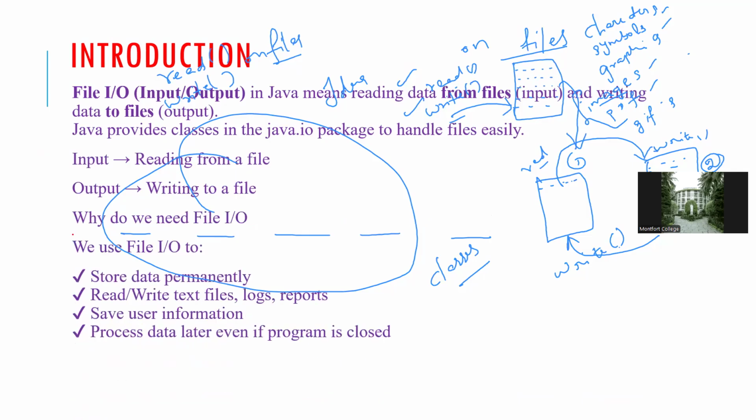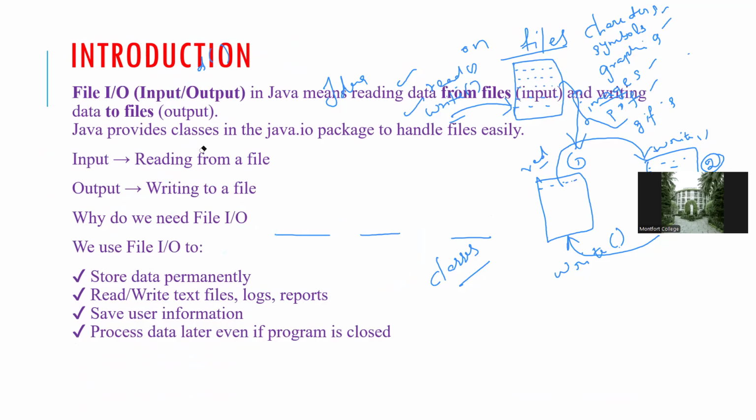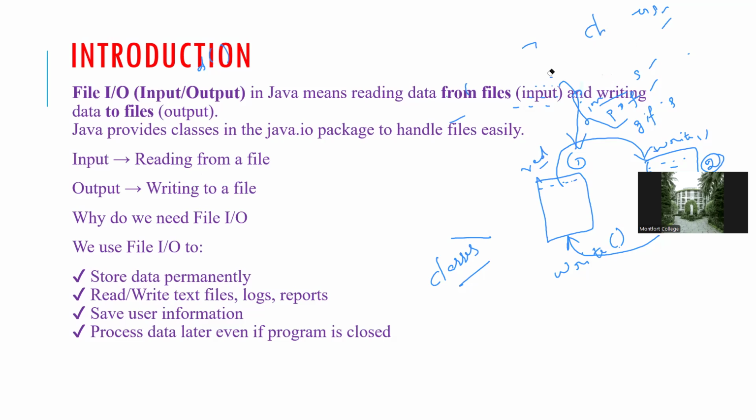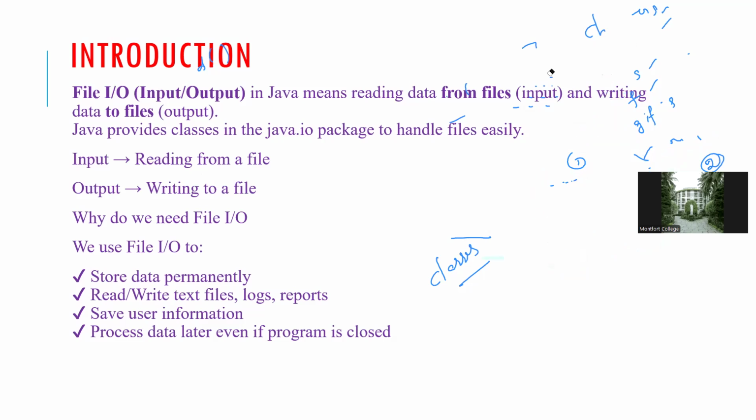Next, introduction. So in the introduction, you see file IO means file input output. I stands for input, O stands for output. File IO input output in Java means reading data from files, that is input, and writing data to the files, that is called output.